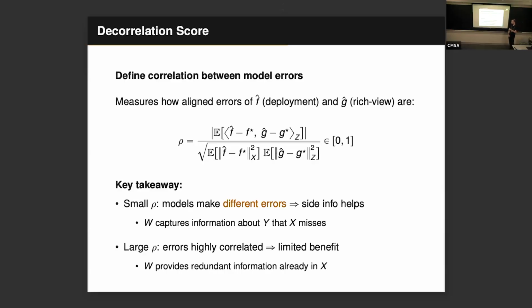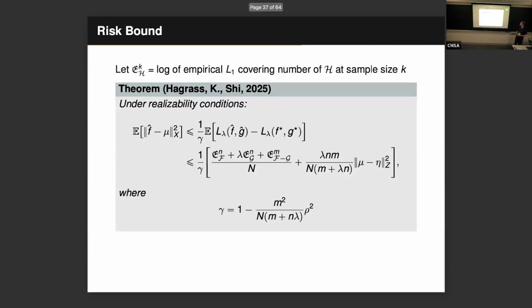Conversely, if the errors that these two models make are highly correlated, then you see more limited benefit, as there's more redundant information that W has in y given x. It kind of makes sense, but the interesting thing for us at least was that a quantity of this form, which was the correlation, captures this story. Okay, so here's the risk bound.